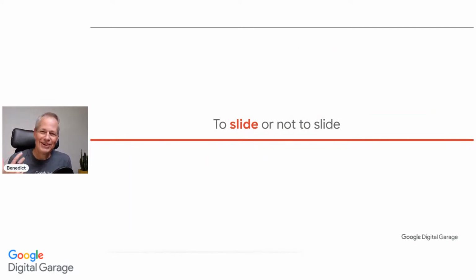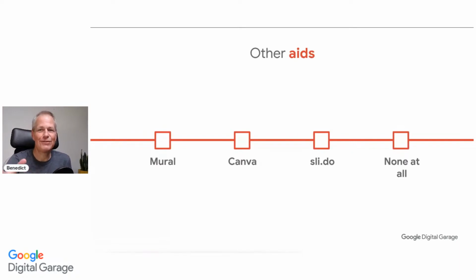The different tools that you're going to be using. Now, there's a couple of different aids that we have here. One of them is Mural that you could be using, Canva as well, Slido. Now, Slido is quite useful, particularly if you're wanting to get feedback and everything. We do use that quite a lot from some of the different talks.